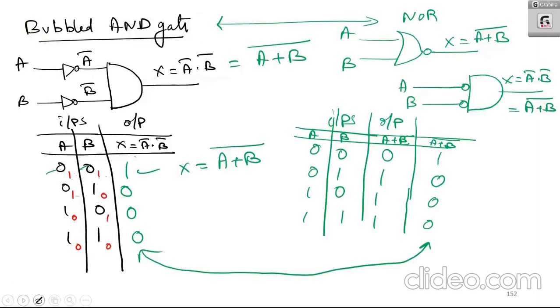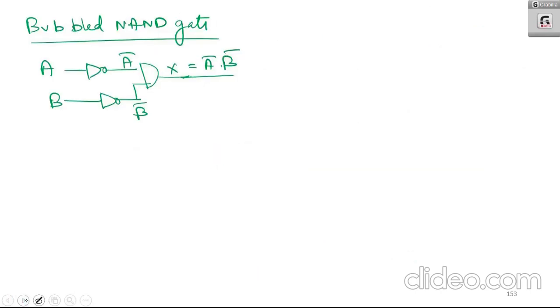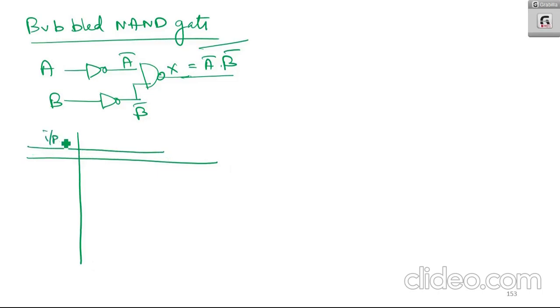This A bar dot B bar the whole bar, bubbled NAND. Okay. This A bar dot B bar the whole bar, you will get NAND. Okay. Now coming into the truth table of that. So get input, output.